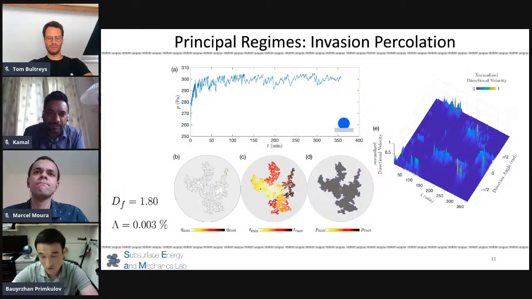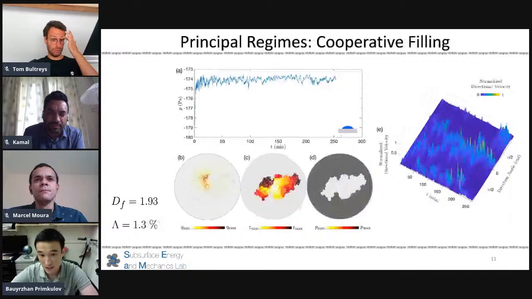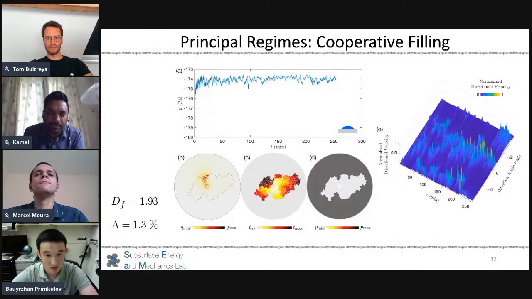So if you move this regime to a wetting condition, then you get very similar flow, but it is compact. So again, you invade the pore space in invasion clusters. The flow is very asymmetric. You get the intermittent pressure signal, and only a fraction of the pore space is active.